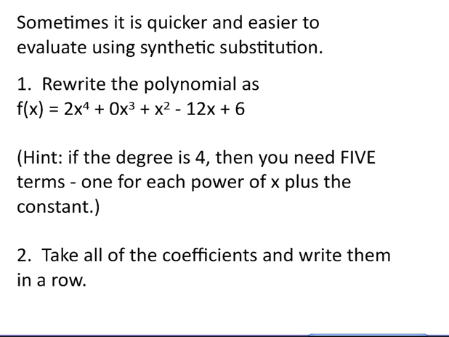So, first thing you want to do is rewrite the polynomial with any missing terms with a 0. So let's say, for example, I have 2x to the fourth, but I have an x squared and I don't have any x cubed. So I'm going to write that as 0x cubed. I do need that missing term when I do what we call synthetic substitution. Here's a hint. If I have an x to the fourth, I need 5 terms, one for each power of x. We have an x to the fourth, x cubed, x squared, x, and don't forget the constant. All right, so we have 5 terms.